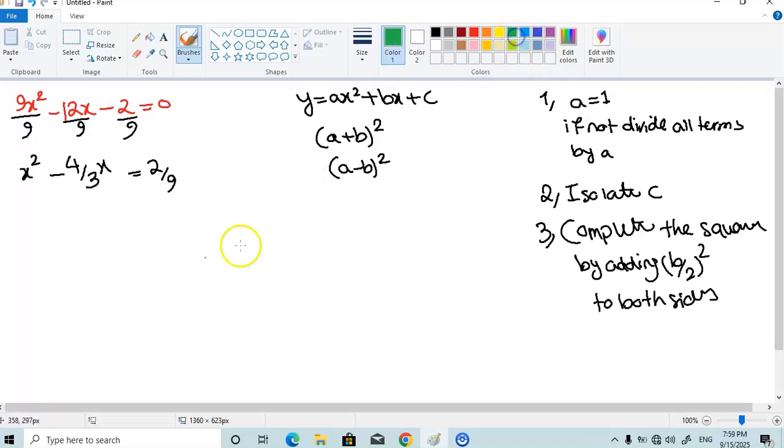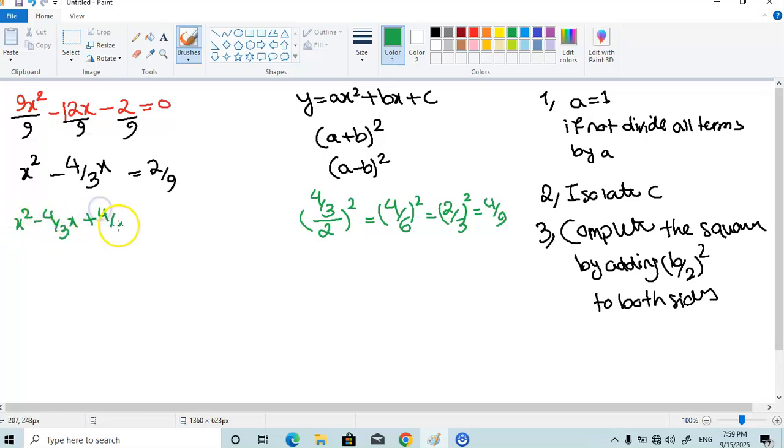So I'm going to do that, and I'm going to add, what's the b here? It's 4 over 3. Since it's going to go to the power of 2, I don't care about the minus. It doesn't make any difference. 4 over 3 divided by 2 is going to be 4 over 6. And you can simplify this to 2 over 3. And to the power of 2, it's going to be 4 over 9. So you're going to add 4 over 9 to both sides.